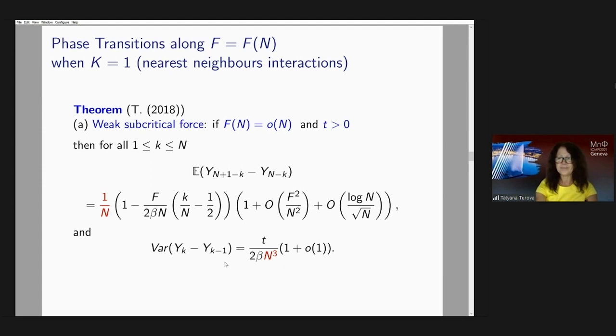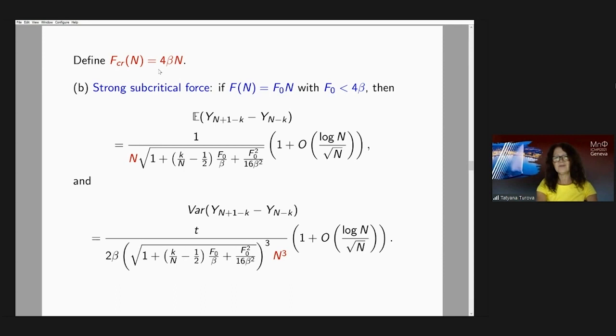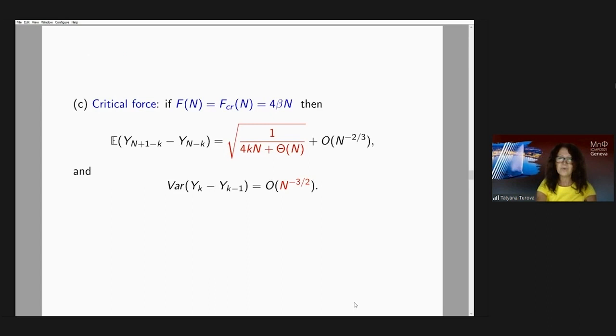Then if we increase the force, we introduce the critical force for beta n, where beta is a parameter. And if our force F is of order n, but the constant in front of n is still strictly below 4 beta, then the expectation of the spacing is still of order 1 over n. However, the constant in front of 1 over n is already not 1 as it was before, but it already depends on k. And the variance is still of the same order as it was. So perhaps here it's not that important the exact formulas, but the number of different phases. When we come to the critical phase, the expectation of the spacing may already vary between 1 over n and 1 over root of n. For the variance, we have a much weaker result here.